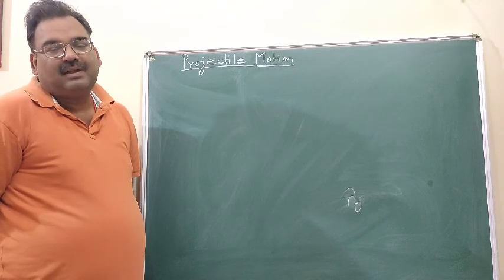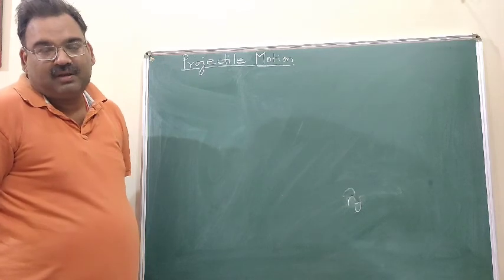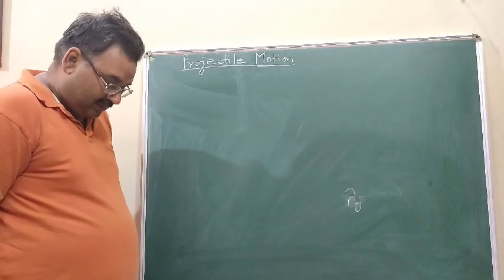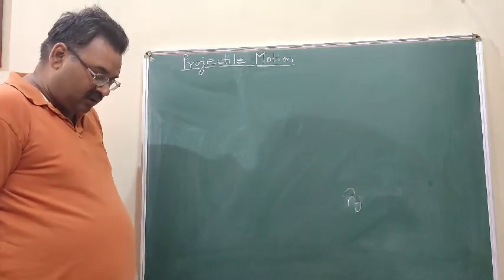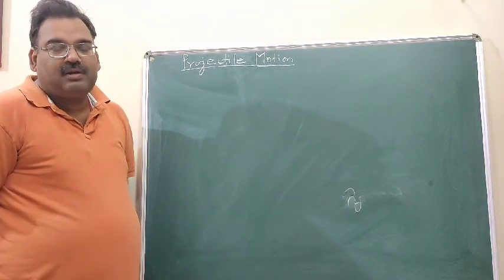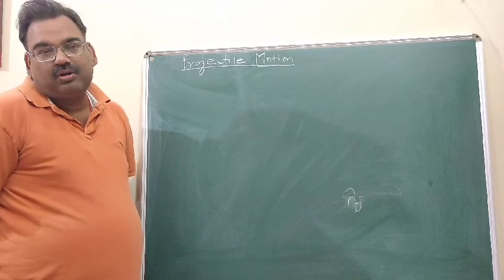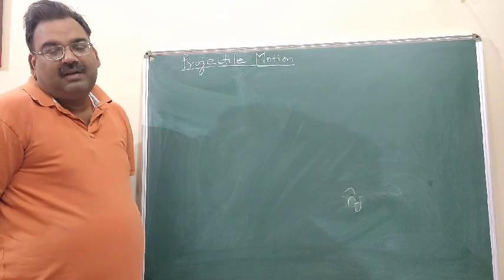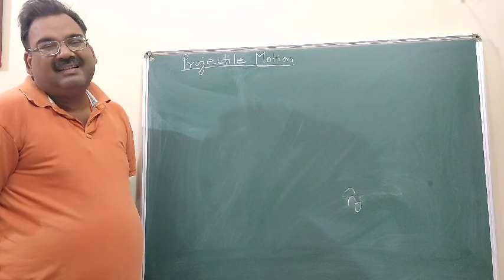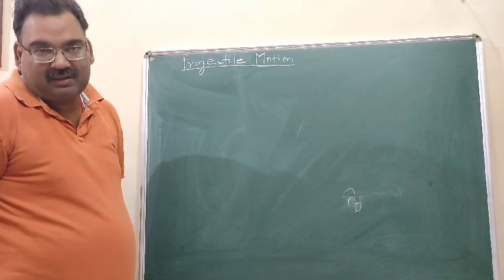Then the body moves at an angle to the vertical or to the horizontal, making a trajectory. This kind of motion is known as projectile motion. So when the body is moving at an angle theta to the horizontal, it will cover both the distance as well as the height.